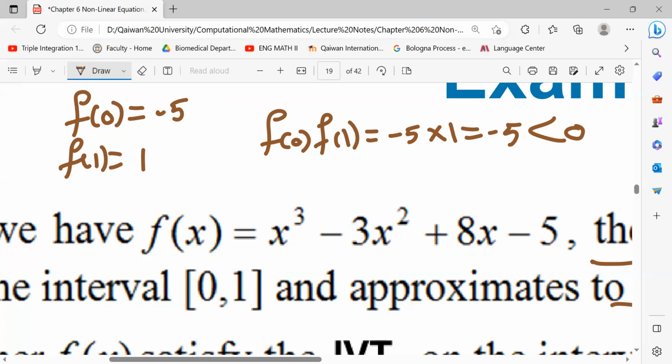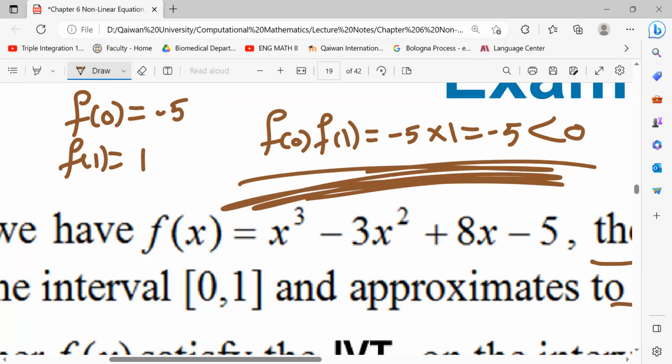You must first check it and then apply the bisection. So if both are positive or both are negative, it means we have no solution in that interval. So you don't need to apply the bisection method. Just say on the interval we have no solution for the function. That's it.